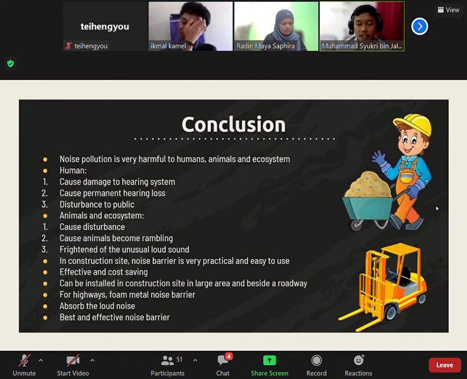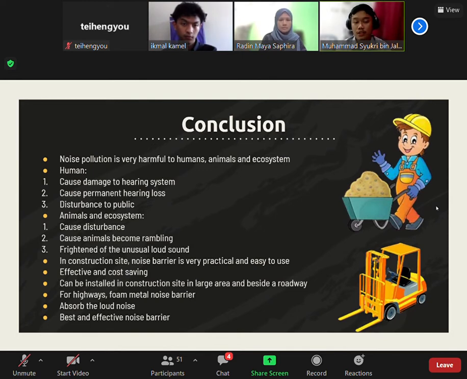And then the effects of noise pollution on animals and the ecosystem are as follows. It may cause disturbance to the animals and also the ecosystem. Very loud noise can also cause the animals to become rambling and frightened. Because of that, they may attack the people around them because of the unusual loud sound.